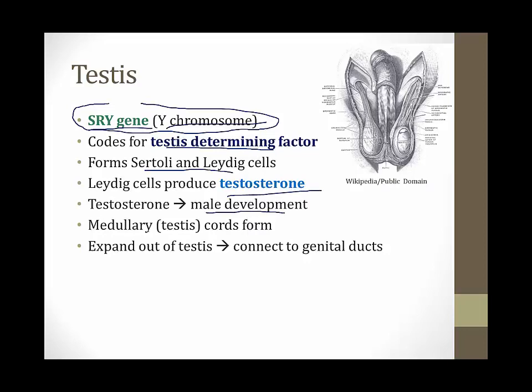There are structures called medullary or testis cords which will begin to form once testosterone is present, and they will expand out of the testis and connect to the genital ducts, which we'll talk about later. So the key point here is that you must have the SRY gene on the Y chromosome to form testes. If you do not have this gene, then ovaries will form.